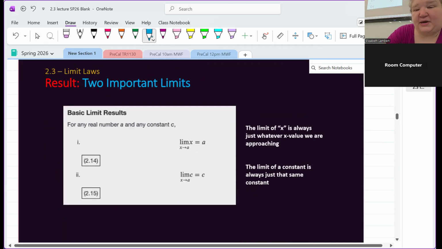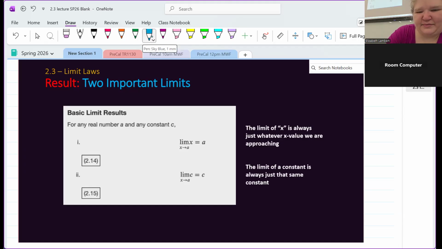And it turns out the limit of those two guys are very boring. So the limit of x as x is approaching a is just a. As x gets closer and closer to, say, 17, x is getting closer and closer to 17, so the limit's 17. So when we have a constant like that 2 we had before, the limit as x approaches 2, or 17, of the constant 2 would just be 2. So the limit of a number is the number itself. The limit of x is whatever the limit is approaching.